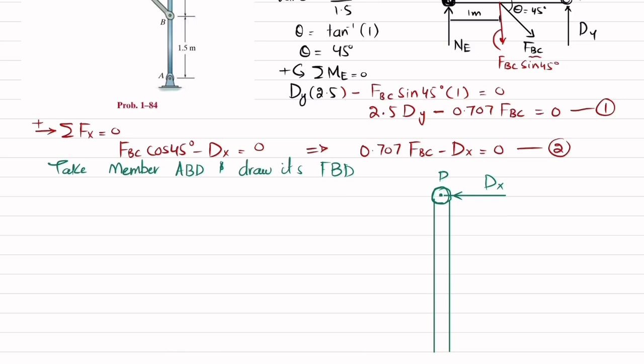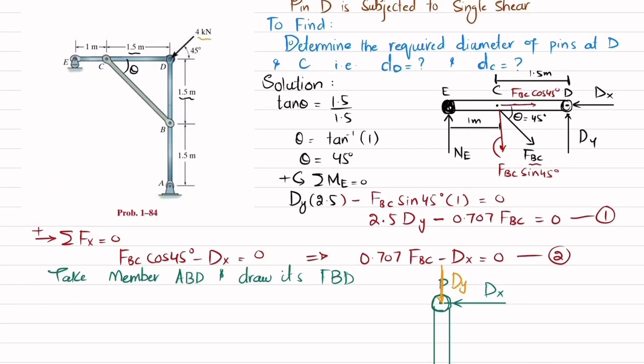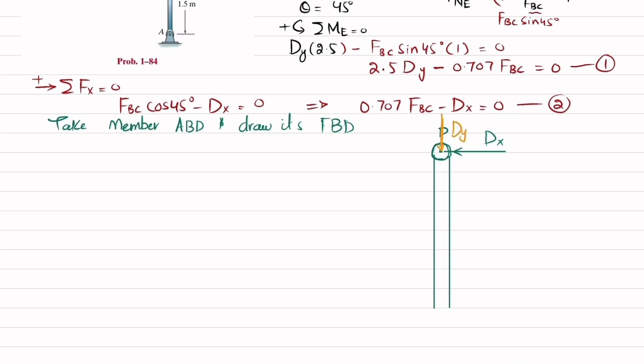Let me draw it using another color. This is your dy, clear. And at point D, it was also given that a 4 kilonewton load is applied on member ABD. So let this 4 kilonewton be this one. This is 4 kilonewton, and it is making an angle of 45 degree. That is given. And this is your point A, clear.